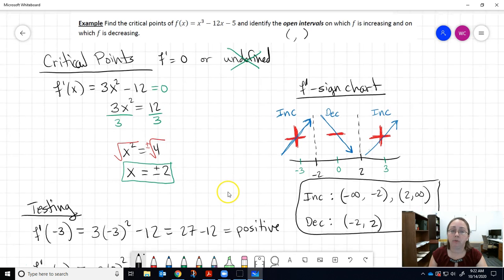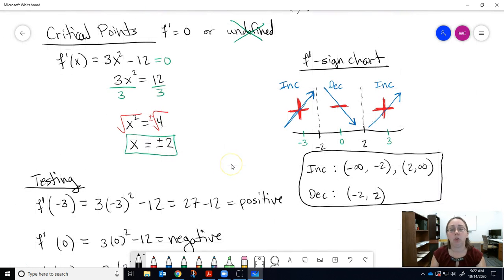So that's how you're going to be going about determining which sections of your graph are increasing or decreasing. We're going to keep adding to this information, but this is the introduction to increasing and decreasing. So practice and come watch the next video to learn how to do the first derivative test.